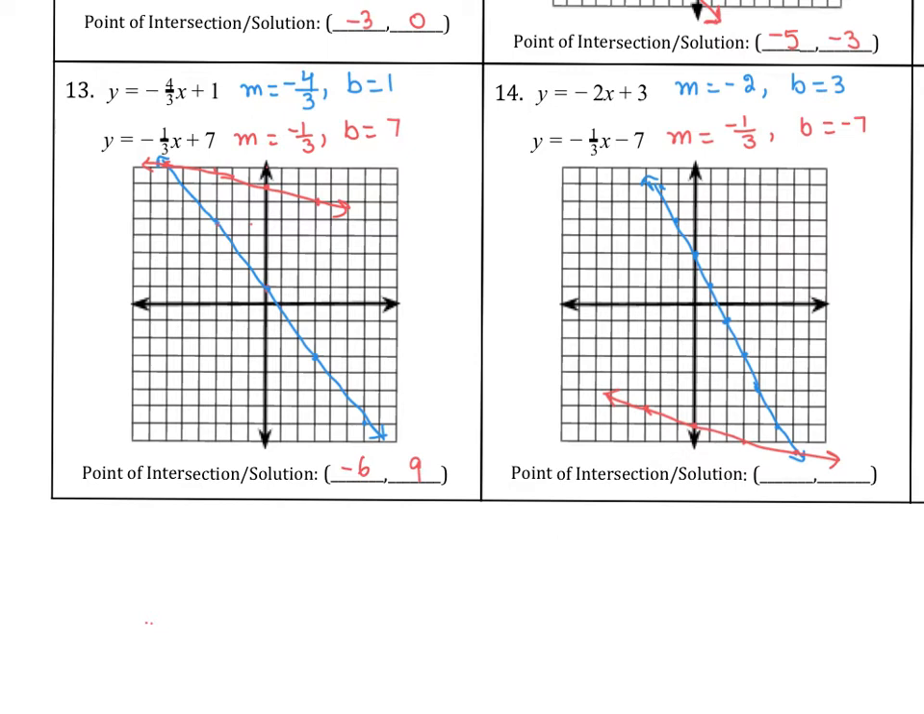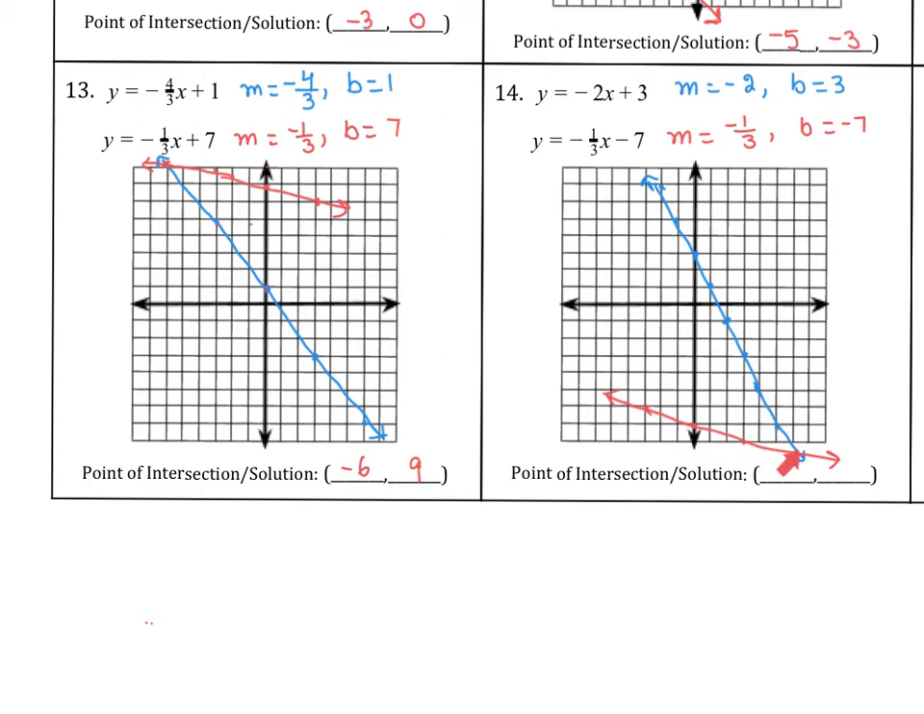For question number 14, for the first equation, y equals negative 2x plus 3, the slope is negative 2 and the y-intercept is 3. For the second equation, the slope is negative 1 over 3 and the y-intercept is negative 7. So starting from 3, you go down 2 over 1, repeating that several times.